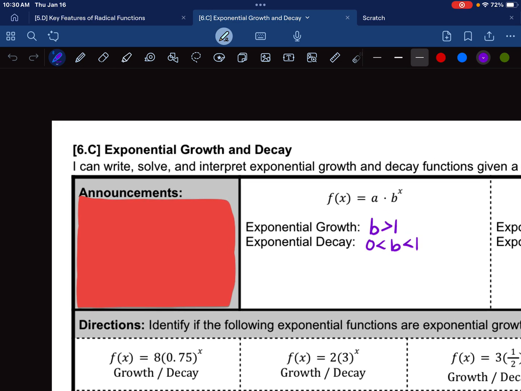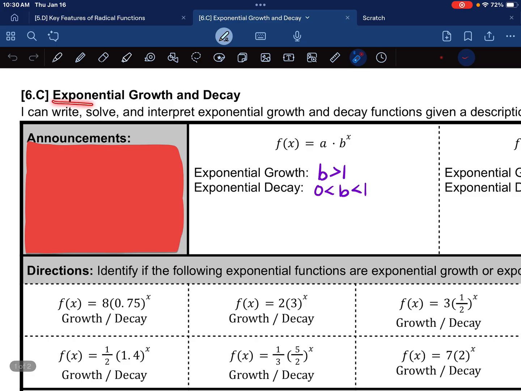Alrighty, so this section is talking about exponential growth and decay.